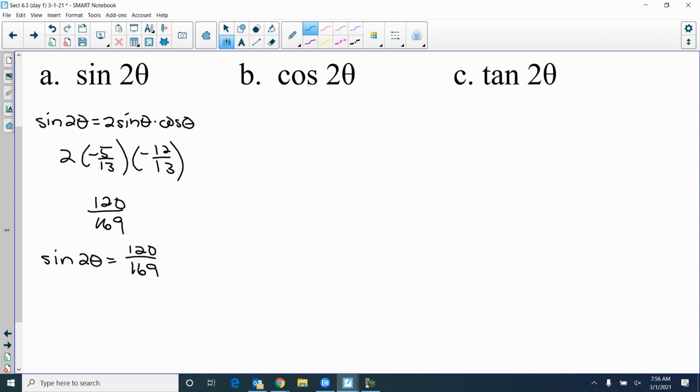So the sine of twice the angle. Okay, so if you would, wherever that angle is, you double it, you'd take 120 over 169.